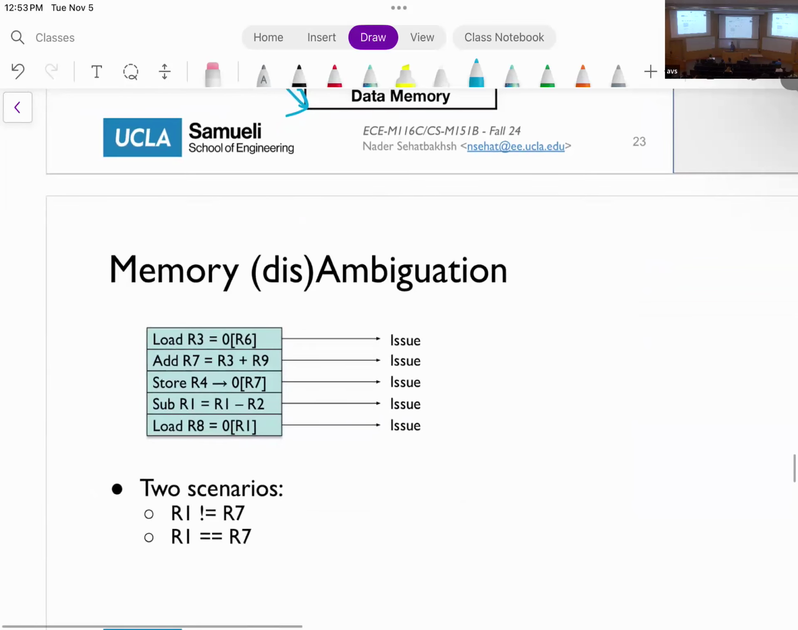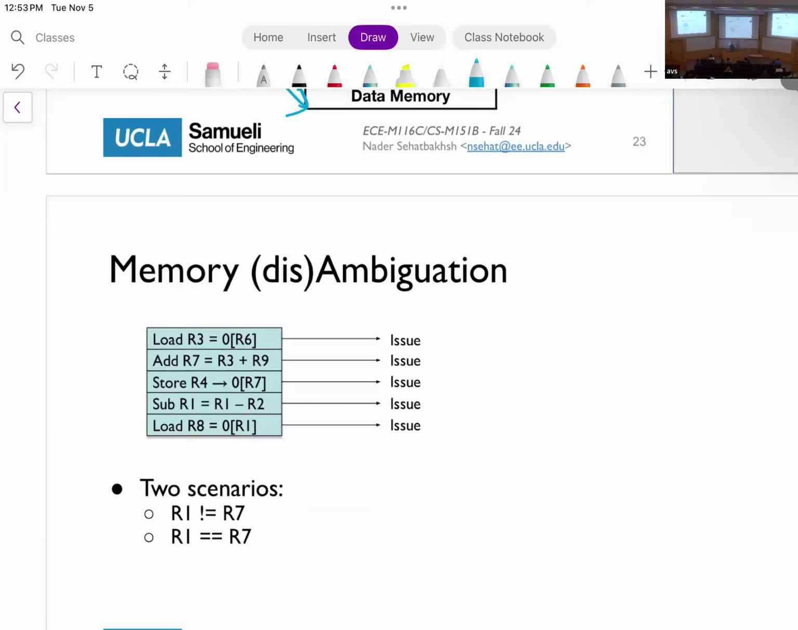And there's one final thing, and I'm not going to describe the solution for this, but this is also a very big thing in out-of-order execution. And that is what we call memory ambiguation, and a solution for it is what we call memory disambiguation, okay?